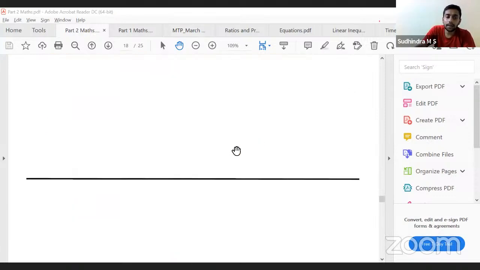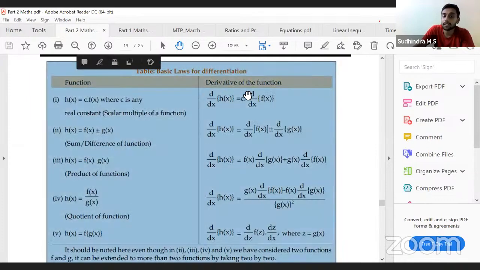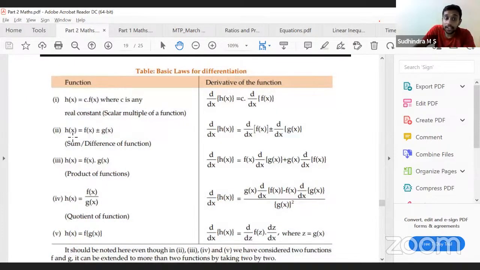Apart from that, these are properties. In logs also we have discussed this. If we have a function h of x equal to c into f of x, its derivative would be c into the derivative of f of x, since we are multiplying a constant c with f of x. If h of x is equal to f of x plus or minus g of x, the derivative is the derivative of f of x plus or minus the derivative of g of x.